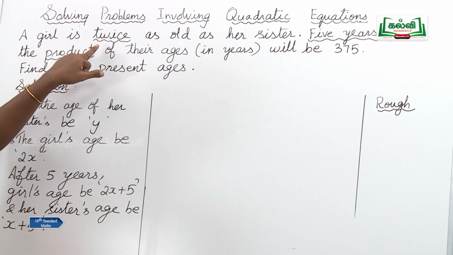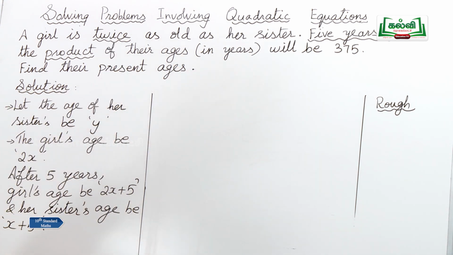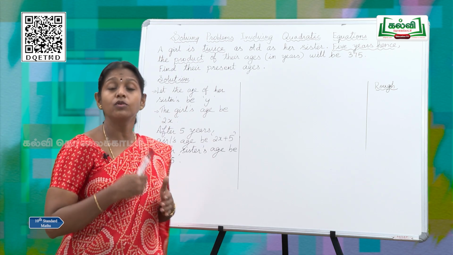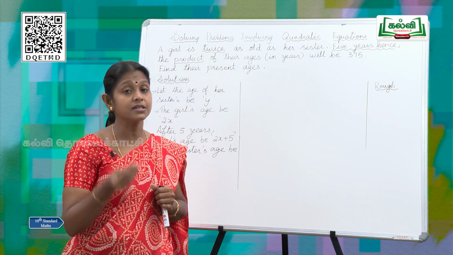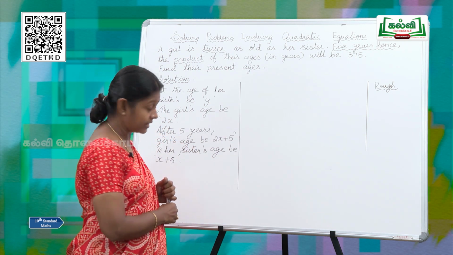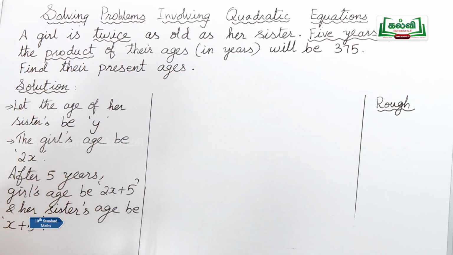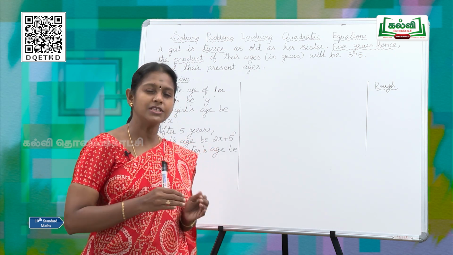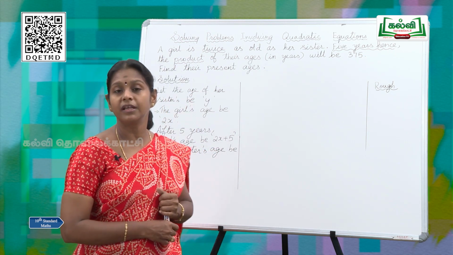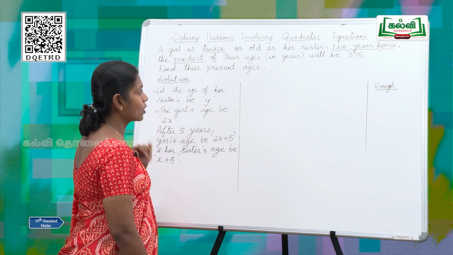A girl is twice as old as her sister. Twice. First keyword. Now, listen. We don't know what her sister's age is first. Then only we will come to know the girl's age. So, which is unknown here? The sister's age. That sister's age should be taken as y. Let the age of her sister be y. In the previous classes, we have taken the variable x, so we will just change. In this question, we will take the variable as y.